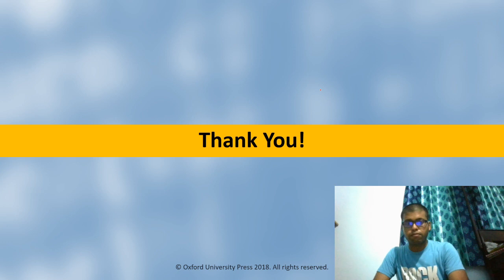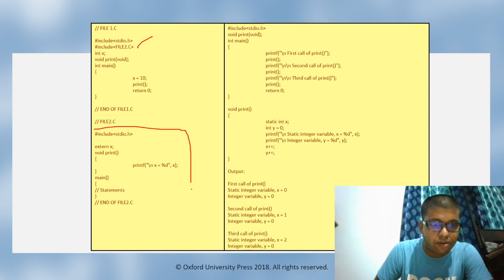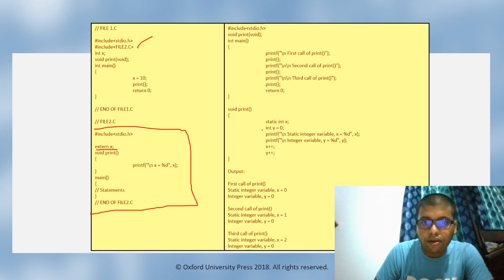Now there are some programs written here. File1.c, which includes file2.c. We have called file2.c. This is file2.c. Now we can say that we can include that file inside this. Okay, so here extern is used. This storage class extern is used here, and also static int we have used.